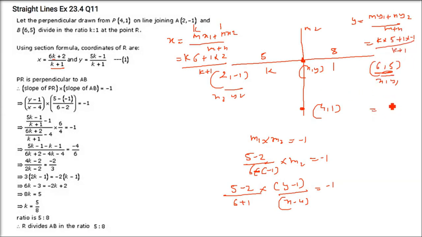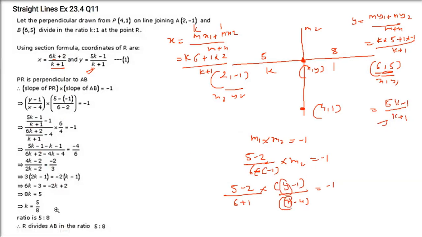So what you get is (5k minus 1) by (k plus 1). So you have x and y also. Then in place of y, you are going to put (5k minus 1) by (k plus 1). In place of x, you are going to put (6k plus 2) by (k plus 1). Now just put it here.